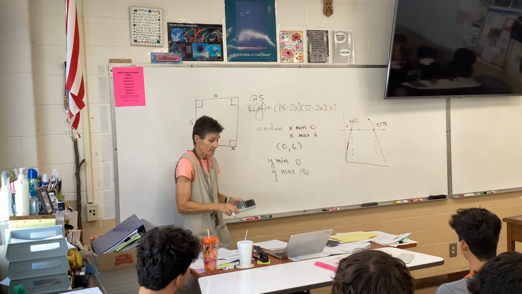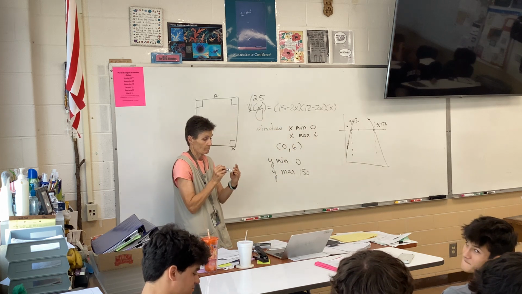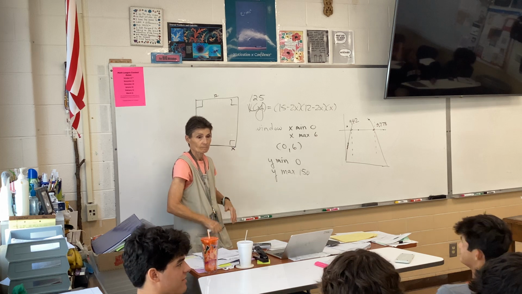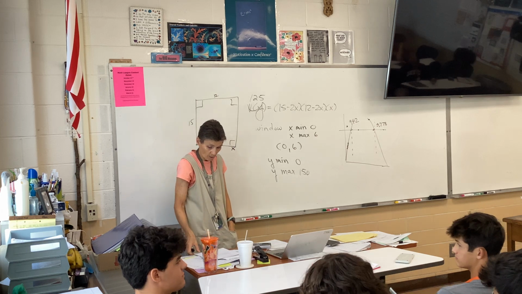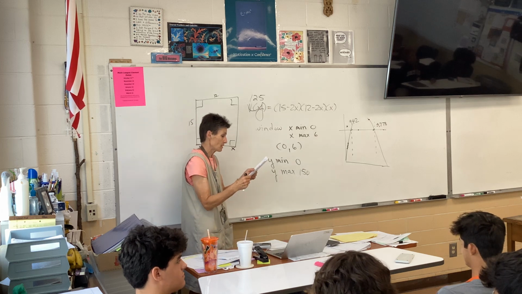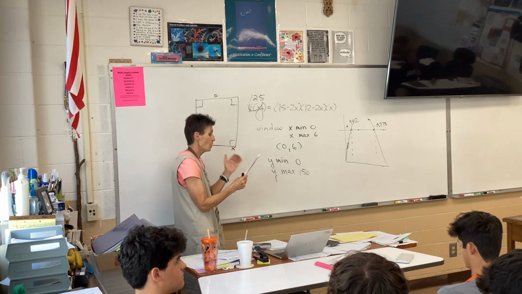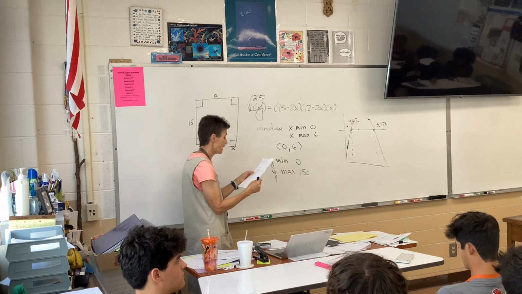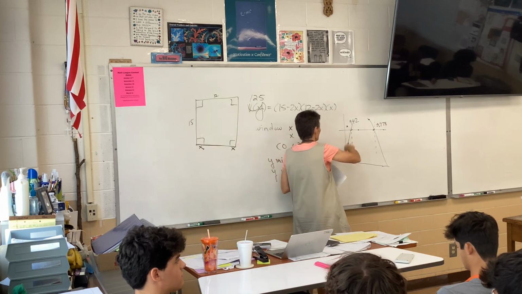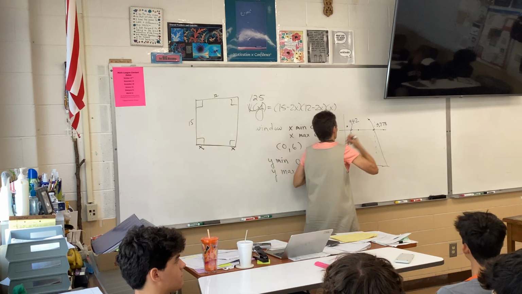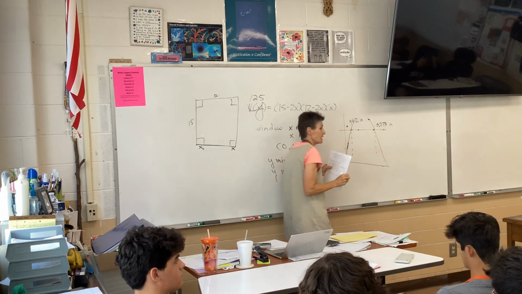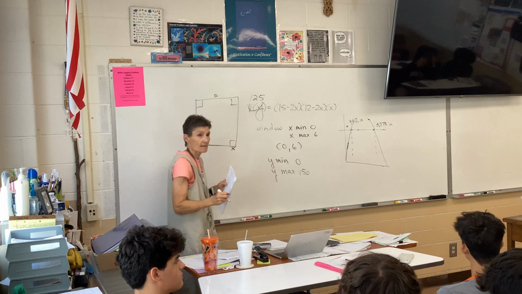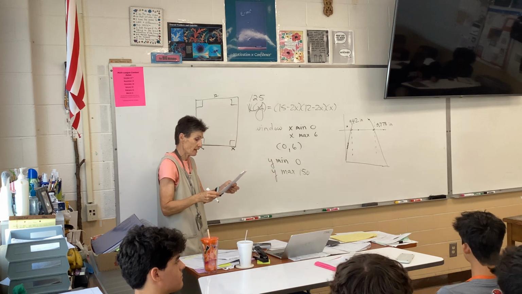I got 3.778. So the answer to question A, what size corner should be cut out? Either 0.942 inches or 3.778 inches. That's the size of corners that should be cut out.